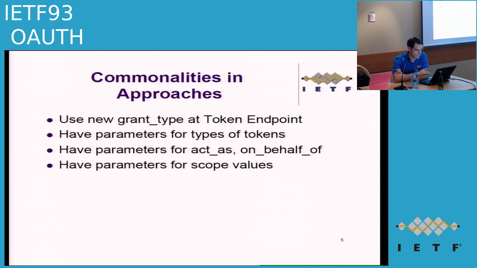There's a lot of commonalities. Right now, we're both using a new grant type at the token endpoint. We have parameters to express the types of tokens. We have parameters for these act-as and on-behalf-of things. We have parameters to represent the requested scopes. Where the parameters live is a different thing, but there are ways to express these types of things.